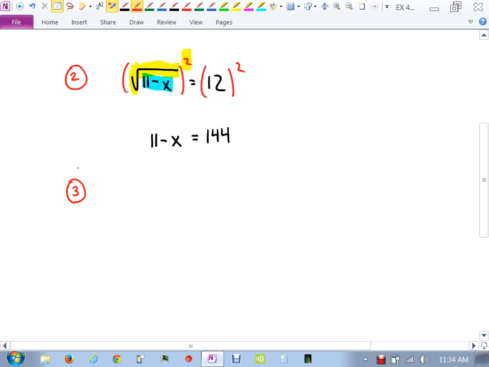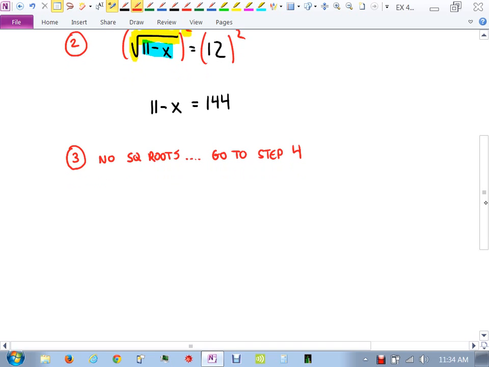Yeah, do we have any square roots? We have no square roots left. And because of that, I go to step 4. So step 4 would be what? Solve the remaining equation. So I look at this equation that I'm left with. Like I just said, this is a linear equation that I would expect everyone here to be masters of.